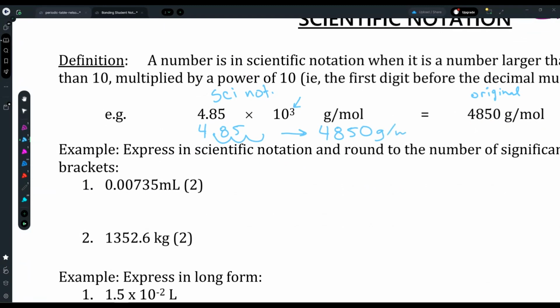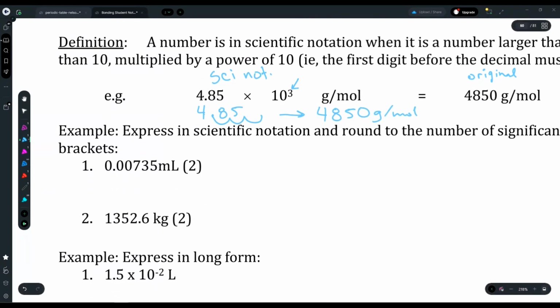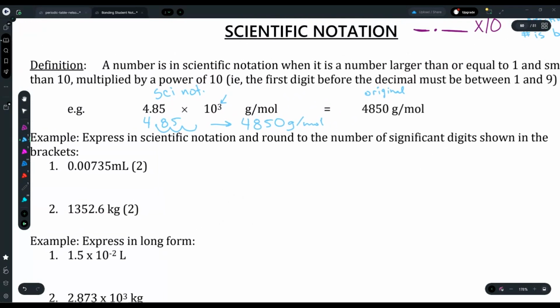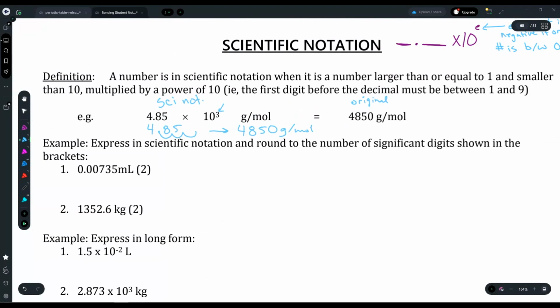And I'll put in the units there. All right, for the next couple examples, we're going to be expressing these original numbers in scientific notation, and we're going to round to the sig digs put in the brackets.